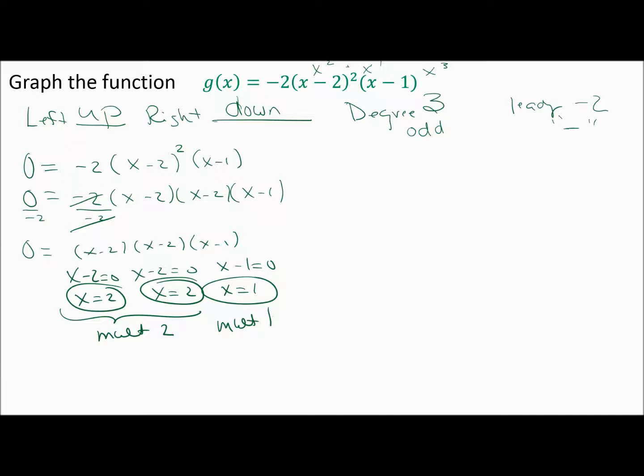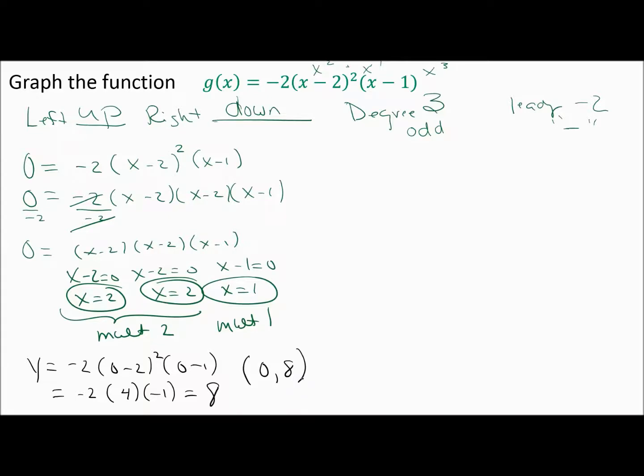Okay, now I would like to calculate the y-intercept. And so that's going to give me y equals negative 2 times 0 minus 2 squared times 0 minus 1. The 0 minus 2 is negative 2, squared is 4. 0 minus 1 is negative 1. Then I multiply negative 2 times 4, which is negative 8, times negative 1 is positive 8. So this is the point (0, 8).